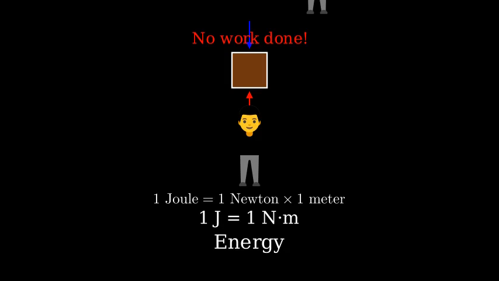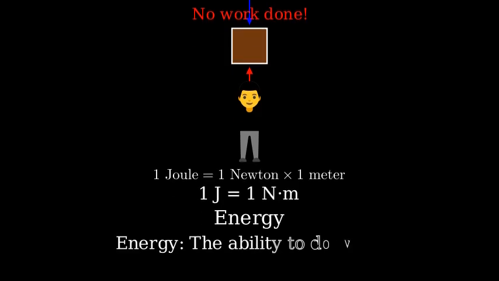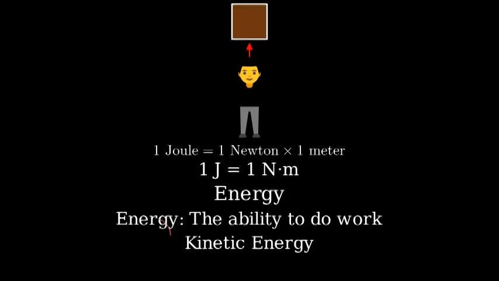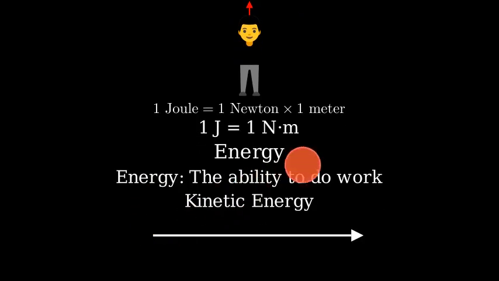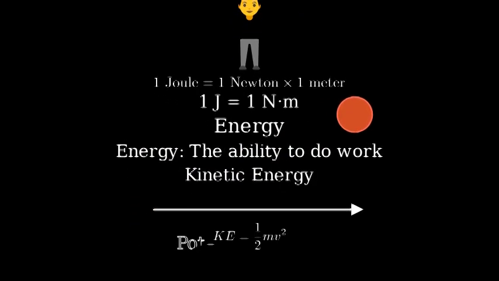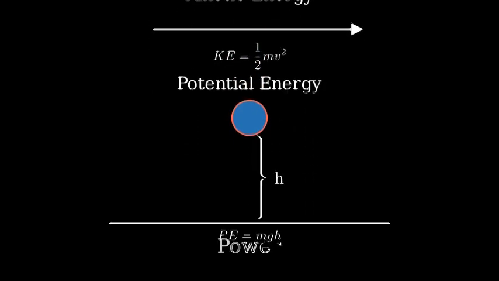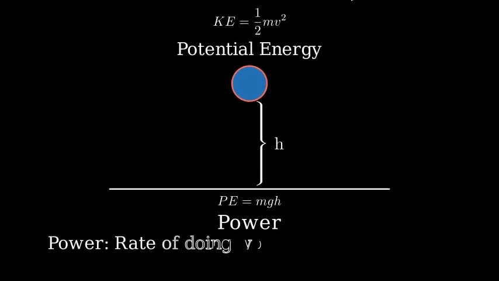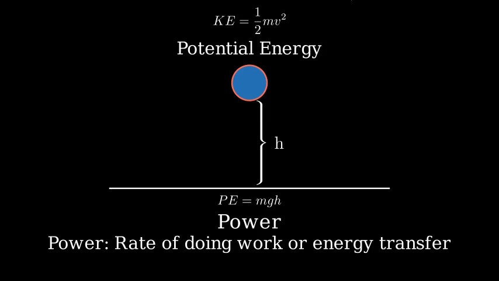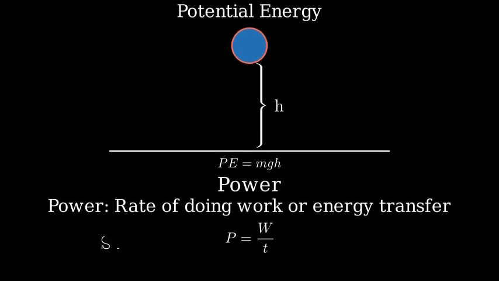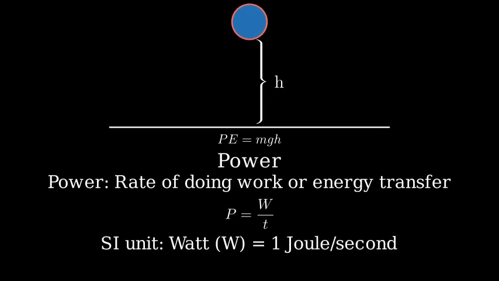Now, let's move on to energy. Energy is the ability to do work. It exists in many forms, but the two main types we'll discuss are kinetic energy and potential energy. Kinetic energy is the energy of motion, and potential energy is stored energy due to an object's position or condition. Next, let's discuss power. Power is the rate at which work is done or energy is transferred. Mathematically, power equals work divided by time.